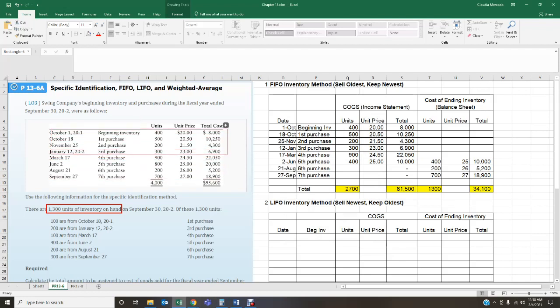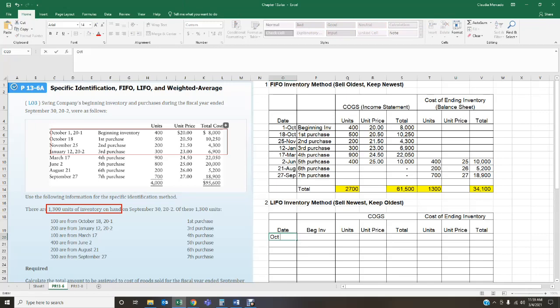So now for this particular example, for LIFO, now I am keeping my oldest units. You sell your new, you keep your old. So first you have to identify, what am I keeping? Well, I'm keeping my oldest units. So now we can start working.